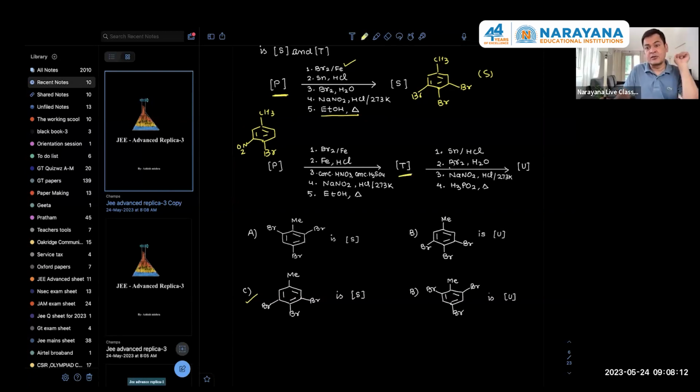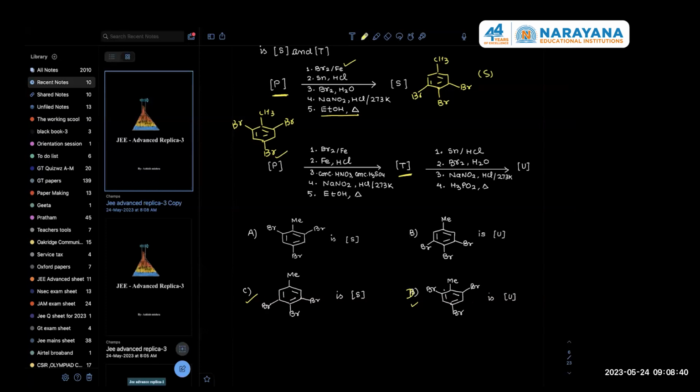Now T undergoes Sn/HCl, so NO2 becomes NH2. Then bromine water. All three positions should get Br, but one position is already occupied by the previous Br. Now NaNO2/HCl, H3PO2 heat, meaning diazonium and then reduction. Again NH2 is gone. So now we get this situation, and this is matching with this compound. This is product D. So C and D is the correct answer.